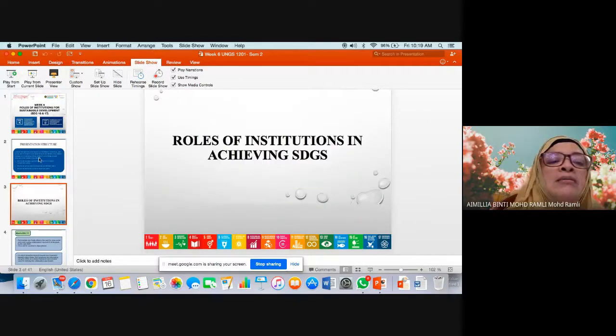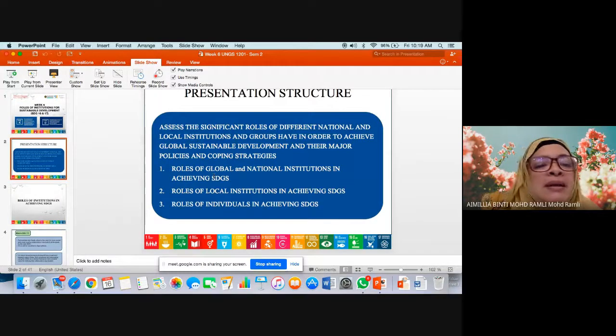So the structure of this presentation today is to assess the significant roles of different national and local institutions and groups in order to achieve global sustainable development, and their major policies and coping strategies. So we look at the national and local institutions and groups. We start off with the roles of global and national institutions in achieving SDG. So we start off with the global first. Global institutions, like the UN for example, and national institutions. I'm taking, for example, Malaysia, what Malaysia has done and is planning to do to achieve SDG goals.